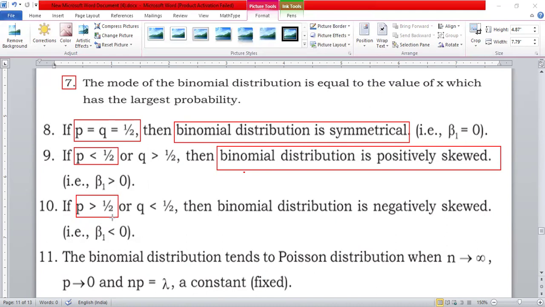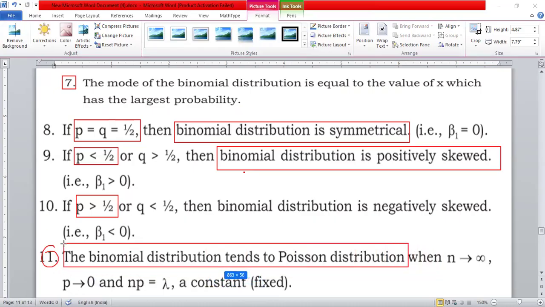P greater than 0.5. So very important question, and 2 marks. This is the 11th one and the 12th one. What is the 11th one? How do they ask? Under what condition does the binomial distribution tend to Poisson? So we have to write 3 conditions compulsorily.